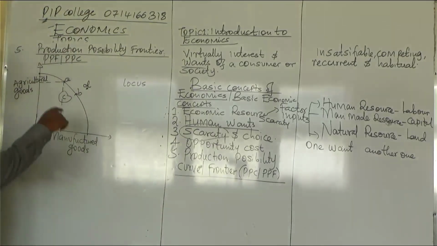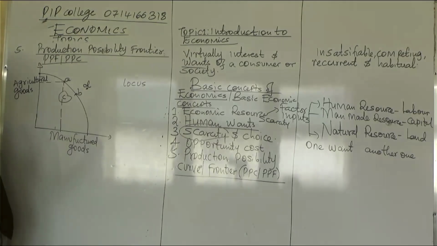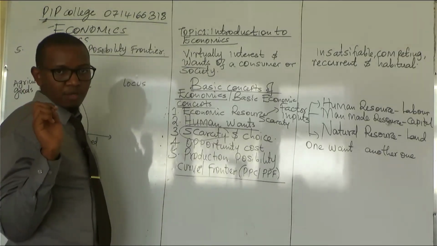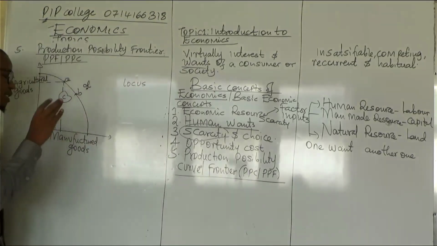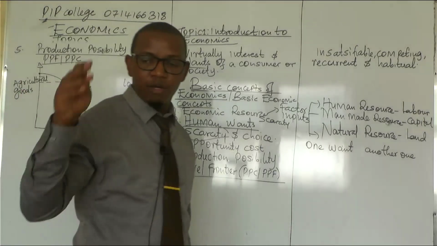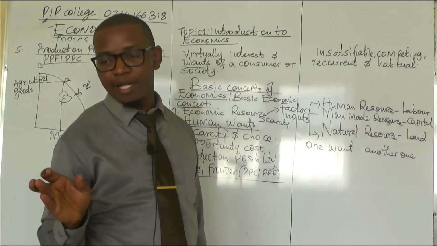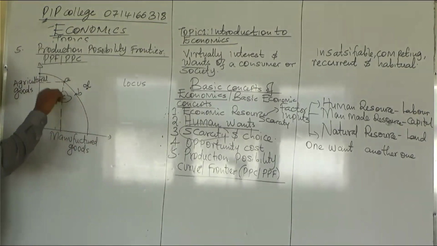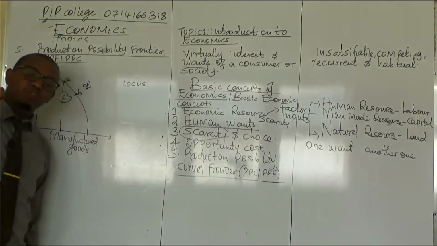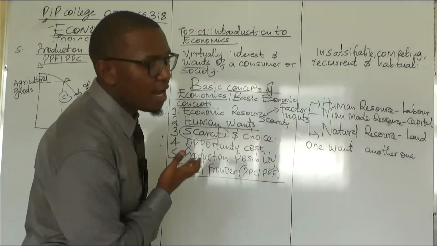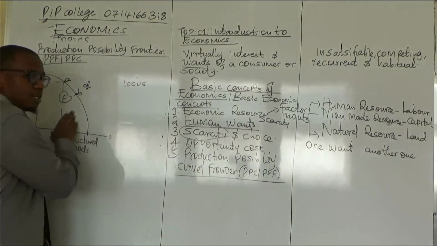At A and B is the maximum combination of output we can be able to produce, on both the agricultural and the manufactured products. But at point C, what it means in this case is some of the resources here are not utilized.